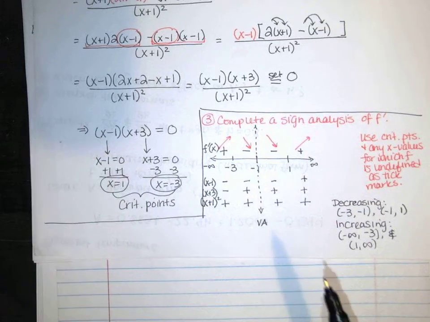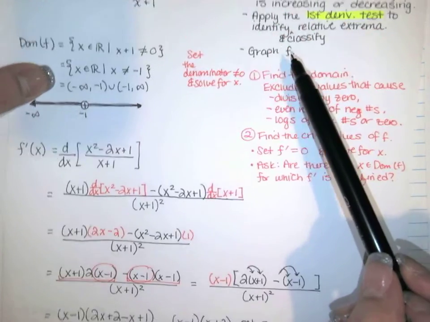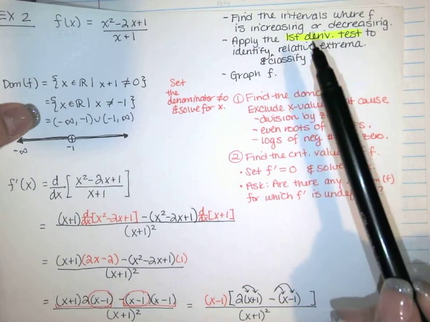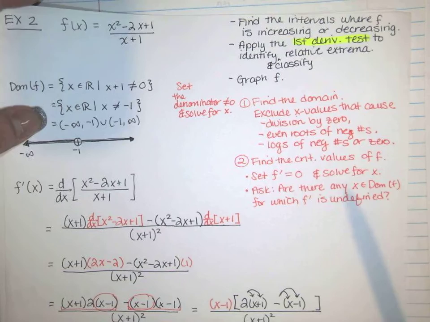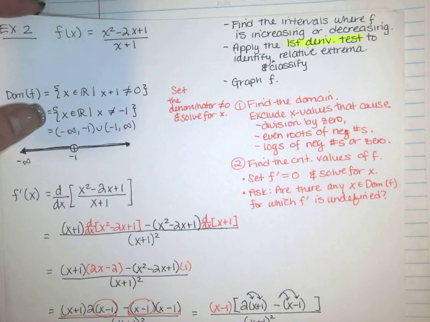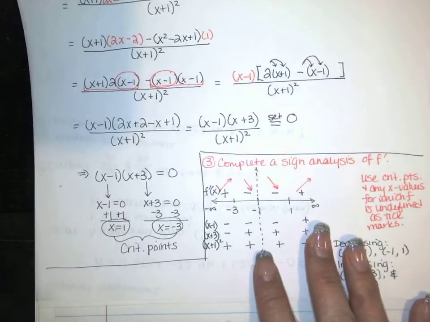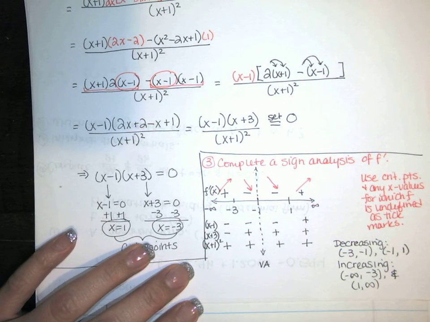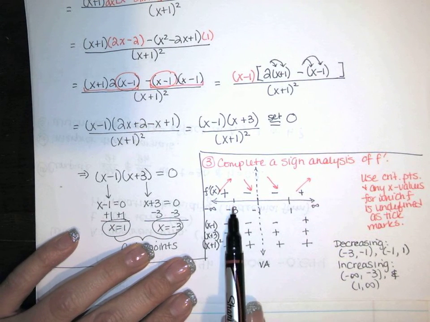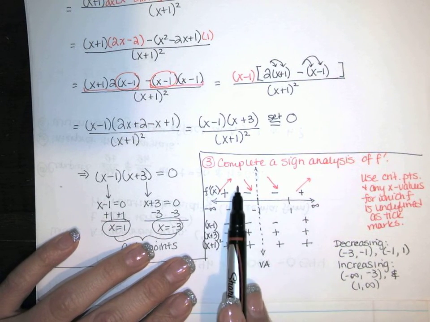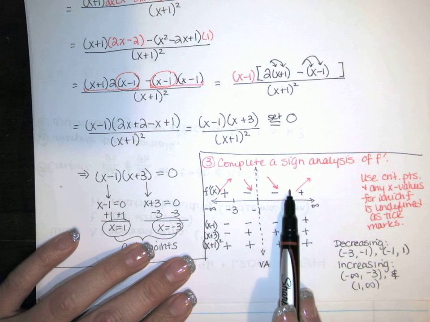Okay, now what else were we asked? Apply the first derivative test to identify and classify any relative extrema, and then we want to graph the function f. Okay. Well, we've got two critical points, negative 3 and 1. Do we have a max here or a min here? Or max here or a min here?